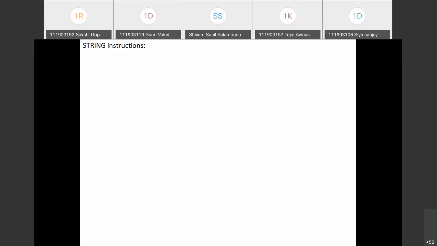So, string instructions. We were looking at move string byte or move string word: moving a byte from source to destination, or moving a word from source to destination, wherein the source is pointed by SI with respect to DS, and the destination is pointed by DI with respect to ES. After moving a quantity from source to destination, SI and DI get updated by adding one or two, or decrementing by one or two, depending on the D flag.